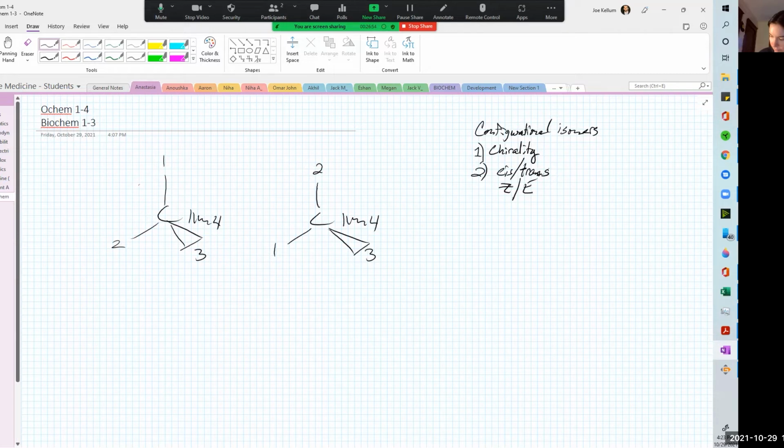Whereas the chirality can lead to a lot of different complicated scenarios. But really quickly, before we get off of the E/Z thing completely, what would you expect with regard to the physical and chemical properties, specifically of E/Z isomers of one another?